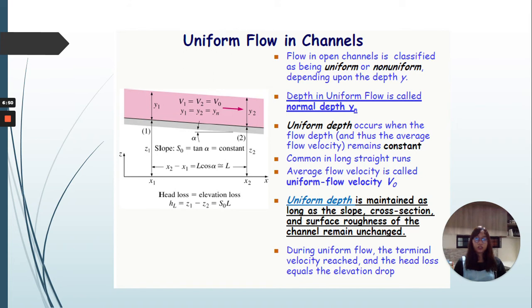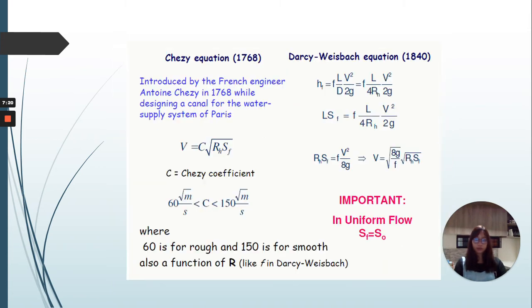The common average flow velocity in a long straight run is called uniform flow velocity, V sub O. And the uniform depth is maintained as long as the slope, cross-section, and surface roughness of the channel remain unchanged. During uniform flow, the terminal velocity is reached and the head loss equals the elevation drop. And these are the equations we can use in solving open channel flow.